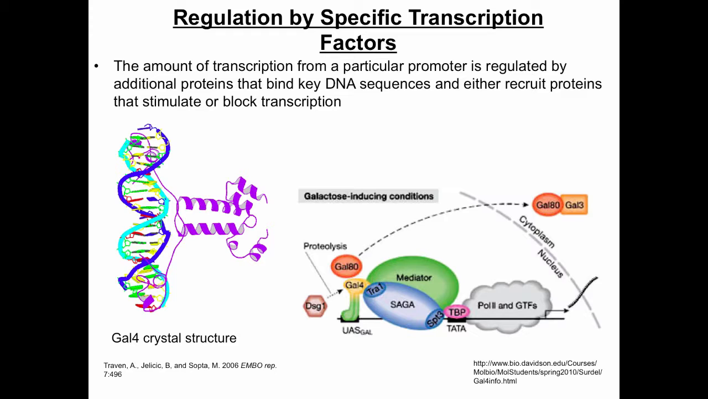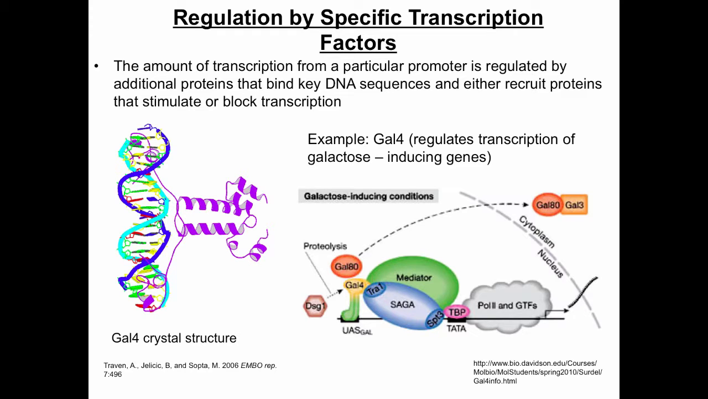So an example is GAL4. GAL4 is a specific transcription factor that binds to DNA. It actually binds into the major groove. And it binds to what's called an upstream activator sequence. So this represents an enhancer element that is upstream of the promoter. So GAL4 binds there. It then recruits other proteins to the promoter to then stimulate the transcription of these genes that regulate galactose metabolism.